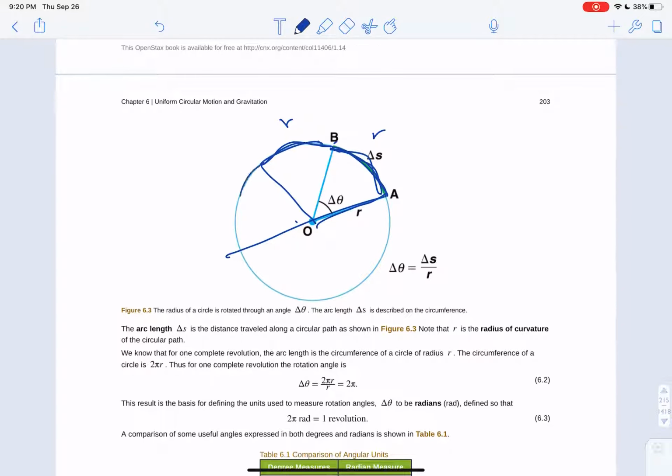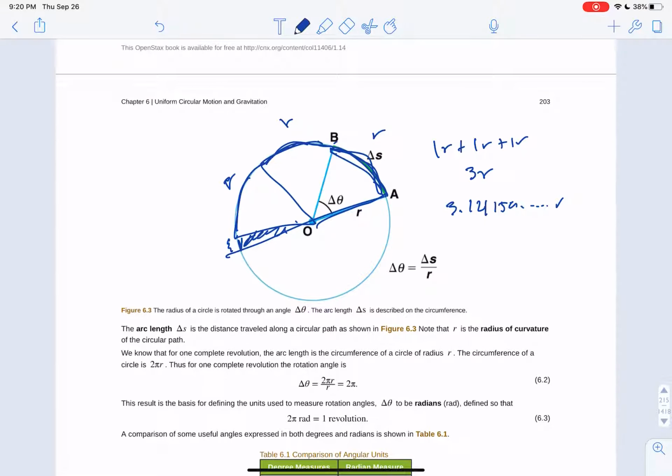So 1r, 2r, 3r. But then you get this little bit extra here. You have 1r plus 1r plus 1r, so you get 3 radii. But you need a little bit more to finish this off. You have 3.14159 and so on radii.